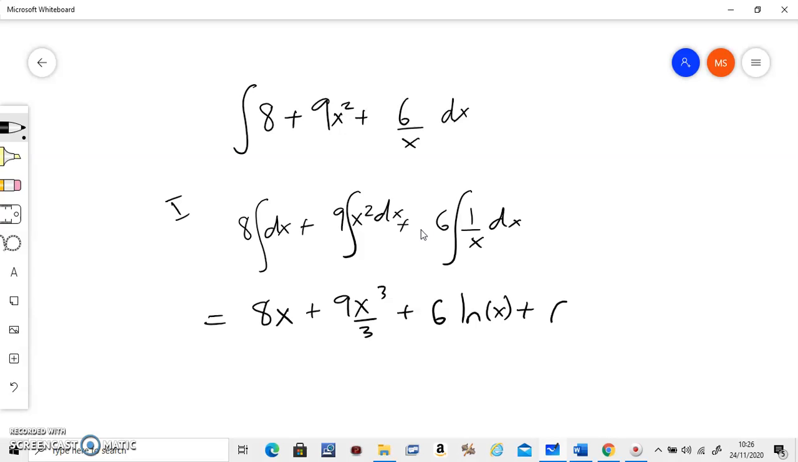And you only put a plus c at the end, because at the beginning there was only one integral. So at the end you should put only 1 plus c. And this is why. That's your answer. This type of integration is called indefinite integration, where it reverses the process of differentiation.